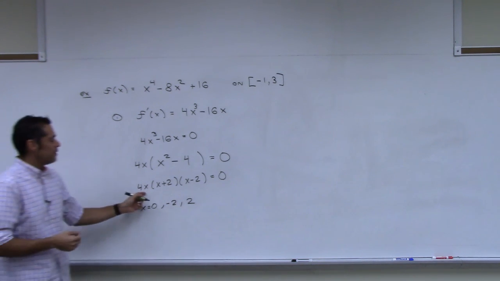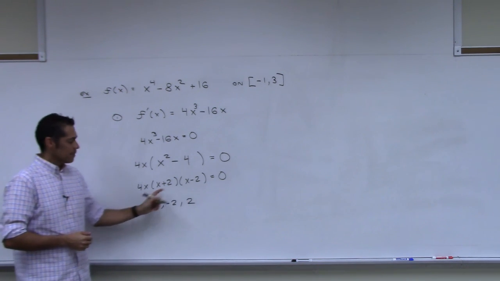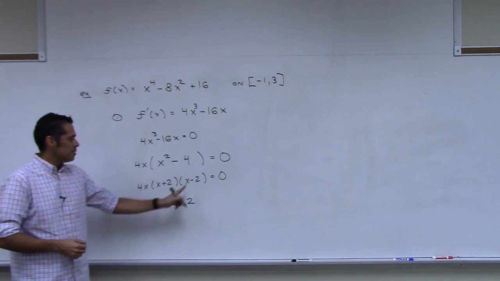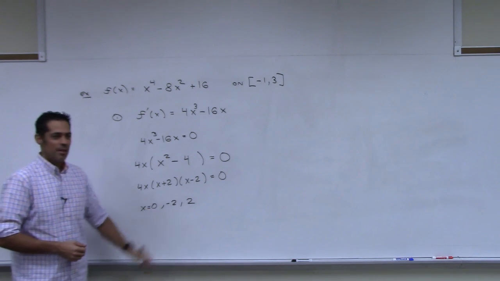All right, set each of these factors equal to 0. Set that to 0, you get 0. Set that to 0, you get negative 2. Set that to 0, you get 2.